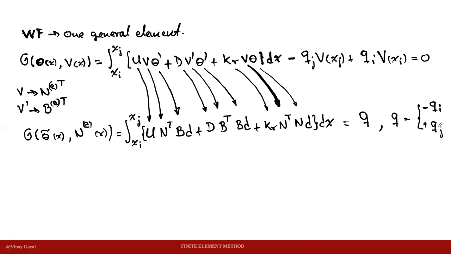So you might ask, what happened with V evaluated at xj and V evaluated at xi? Well, if we consider V evaluated at xj at node j, that would be one, right? And if we consider V evaluated at xi at node I, it would be one. So that's why we're simplifying only to Q.